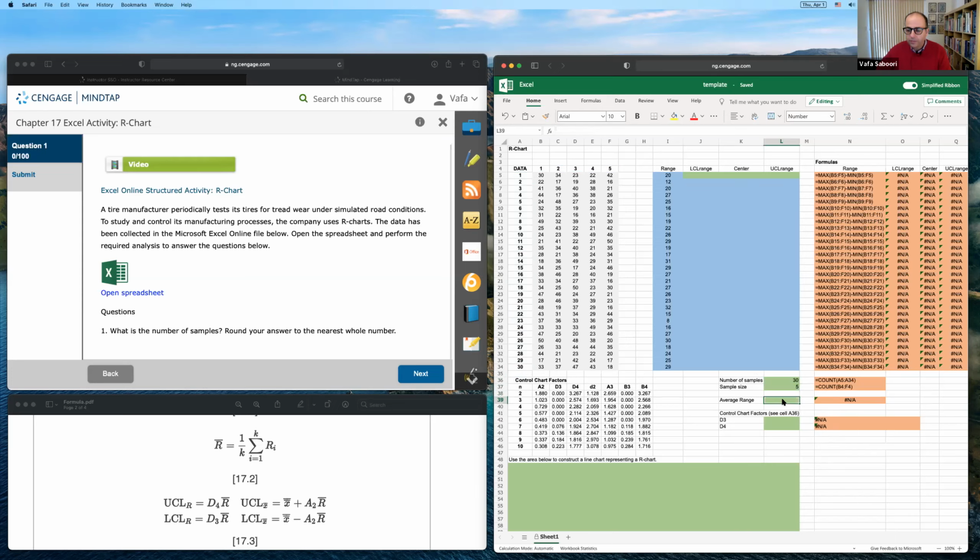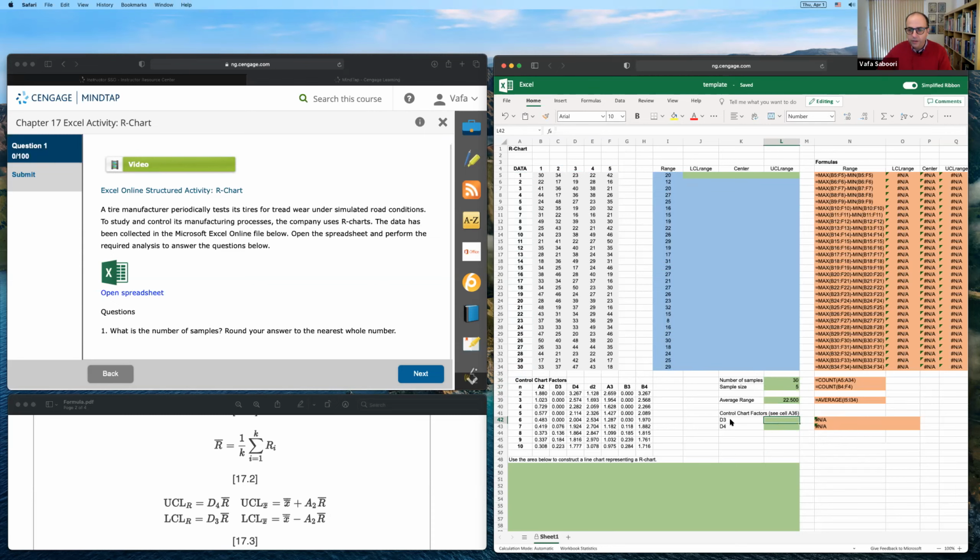And then I need to calculate the average range. This is the R bar that I have here and here, okay? So R bar is nothing but the average of all these values. So I would say average of values from here to here, that's going to give me my R bar.